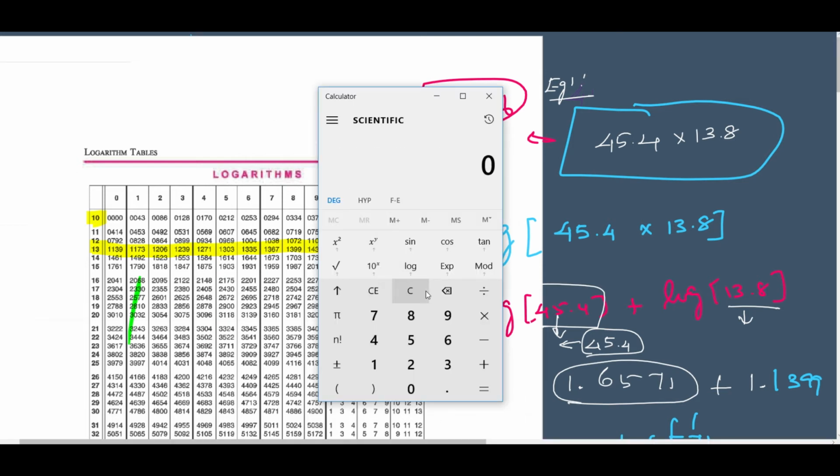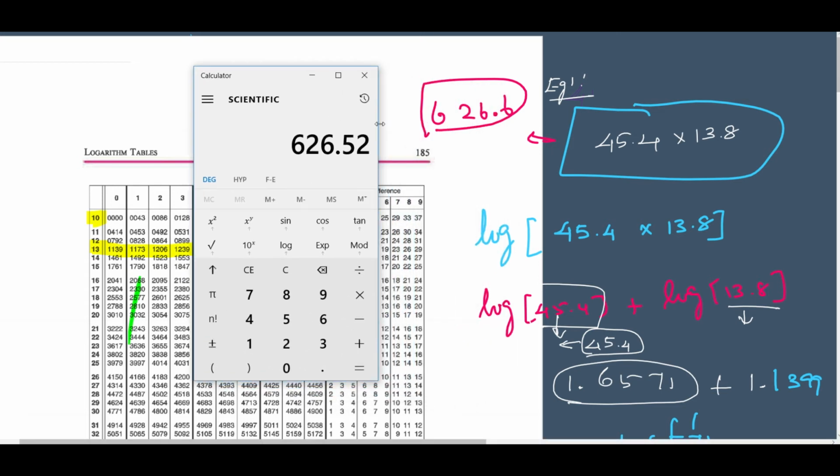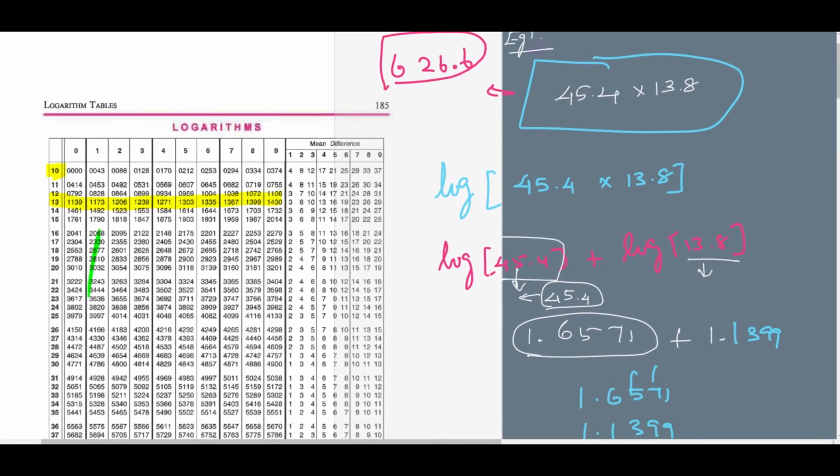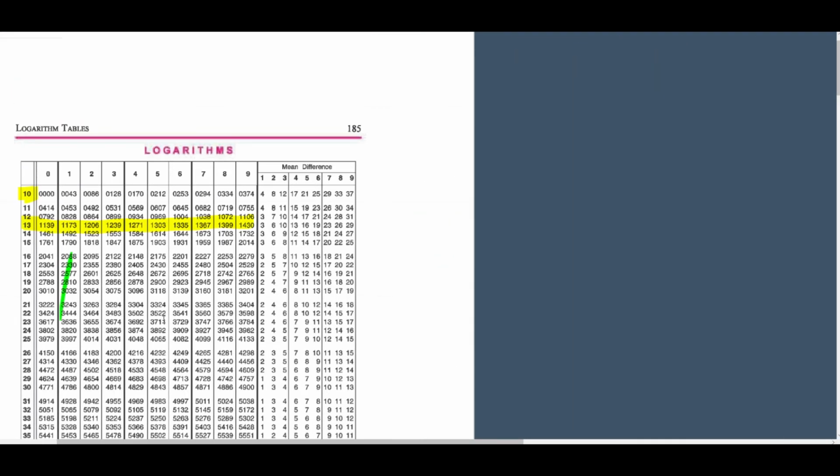So I am going to clear, and just take 45.4 into 13.8. Check out the value. See, 626.52. So we got 626.6. Okay, so this is almost correct. So without a calculator, this is how we can use logarithms. Clear? I hope it's clear. So next example, the same numbers we are going to take in terms of division.